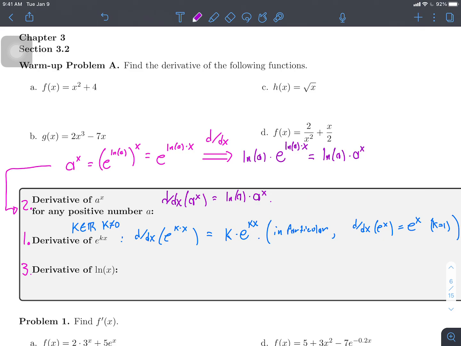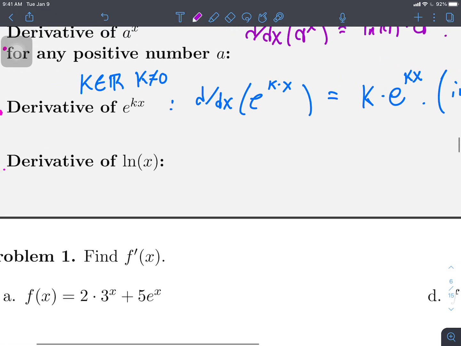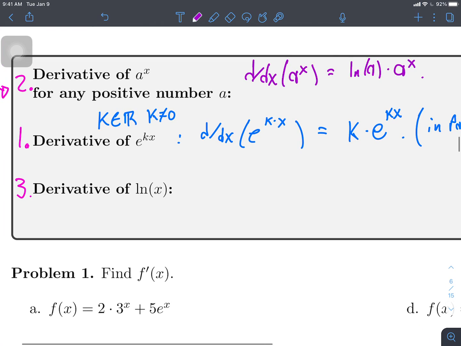Okay, any questions so far? This is basically how we do the derivative of any exponential function. All right. So one last rule to learn for today, which is the derivative of ln of x.